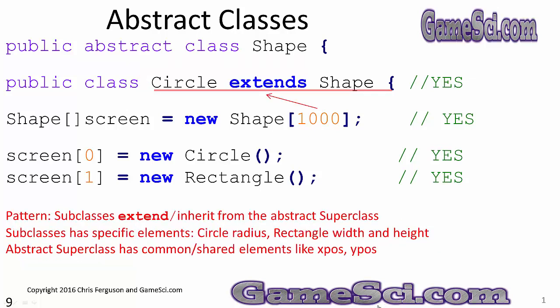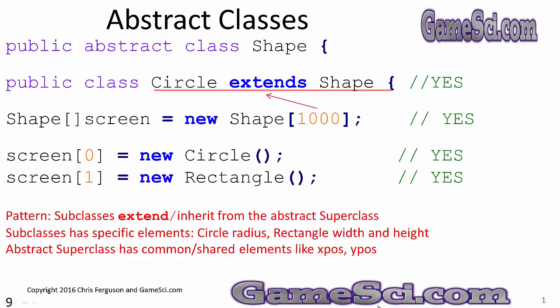We built the abstract class shape, so then let's have circle extend shape. That's what we do with abstract classes. We extend them or inherit them. The pattern: the subclasses extend or inherit from the abstract superclasses. Subclasses have the specific elements. For example, circle will have a radius, rectangle would have a width and height. The abstract superclass would have the common or shared elements like X position and Y position.